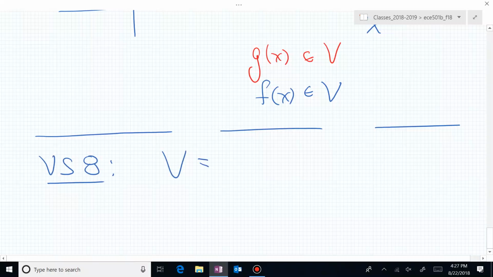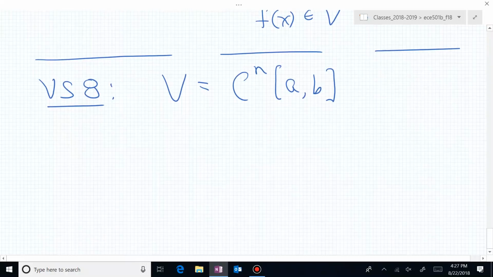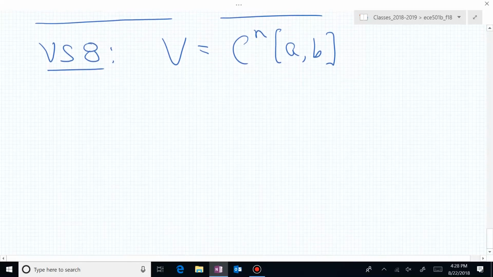Suppose the vector space V is now C to the N bracket A comma B. Do you recognize that notation? If I just said C bracket AB, we've already defined that. Now I'm introducing an exponent, and by that exponent I mean how many times those functions are differentiable and still remaining continuous. So these are functions that are differentiated up to n times, and they remain continuous functions over this closed interval from A to B.